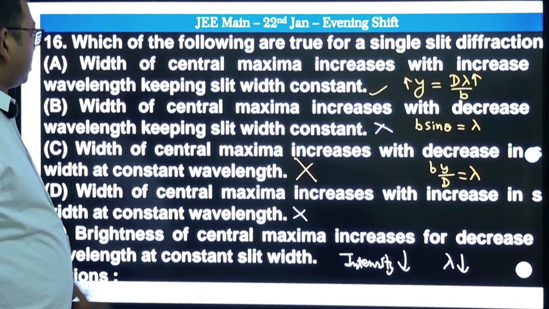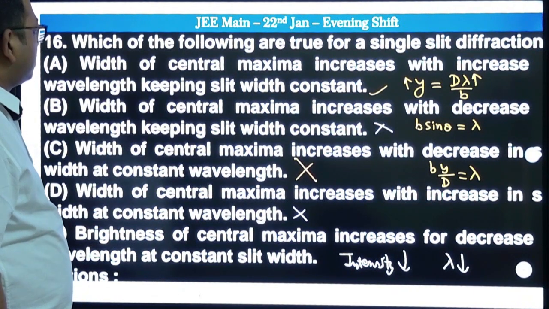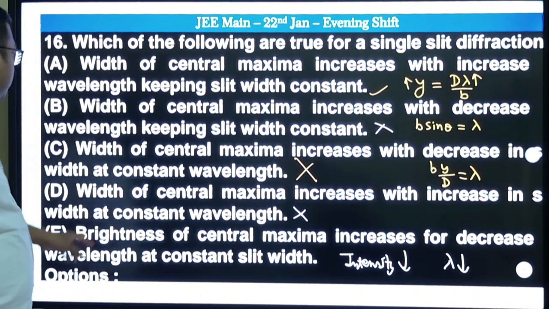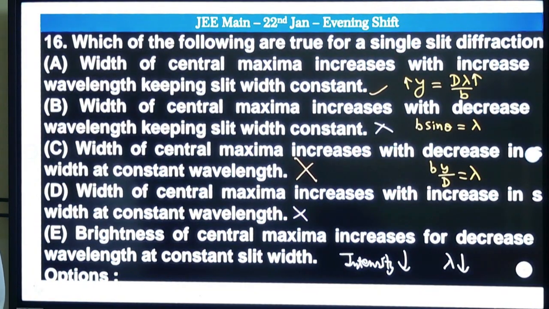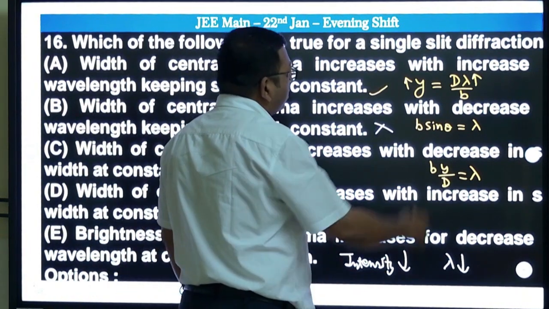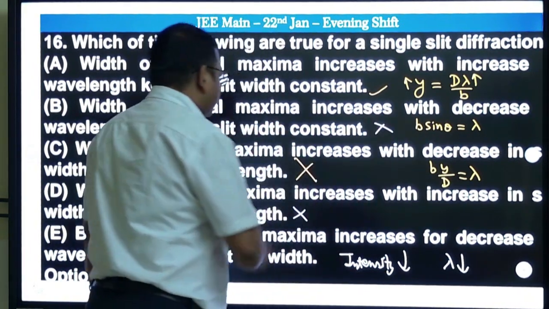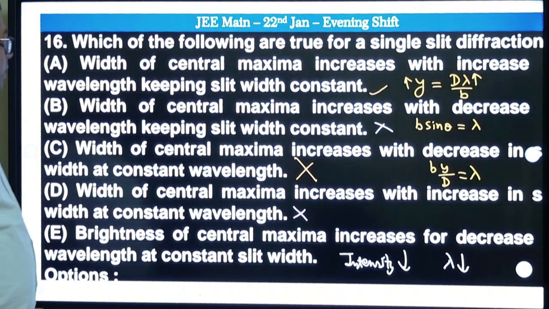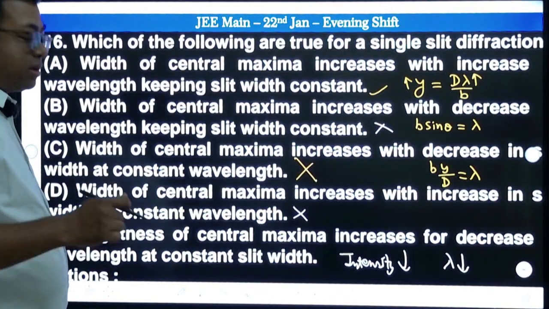What about this? Central maximum increases with increase in wavelength. So wavelength increases, central maximum increases. With increase in slit width, slit width means B, I think. If you are increasing, then that will also increase. This is wrong because it is inversely proportional. What about brightness? So A is definitely correct.